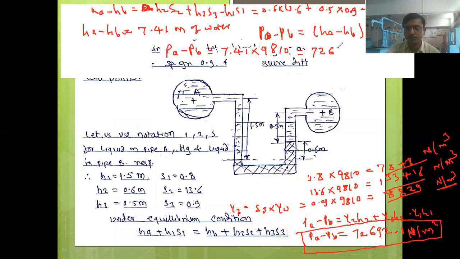72.69 into 10 raised to 3, that is 72692.1 Newton per meter square. So if you look at both answers here, they are the same answers.